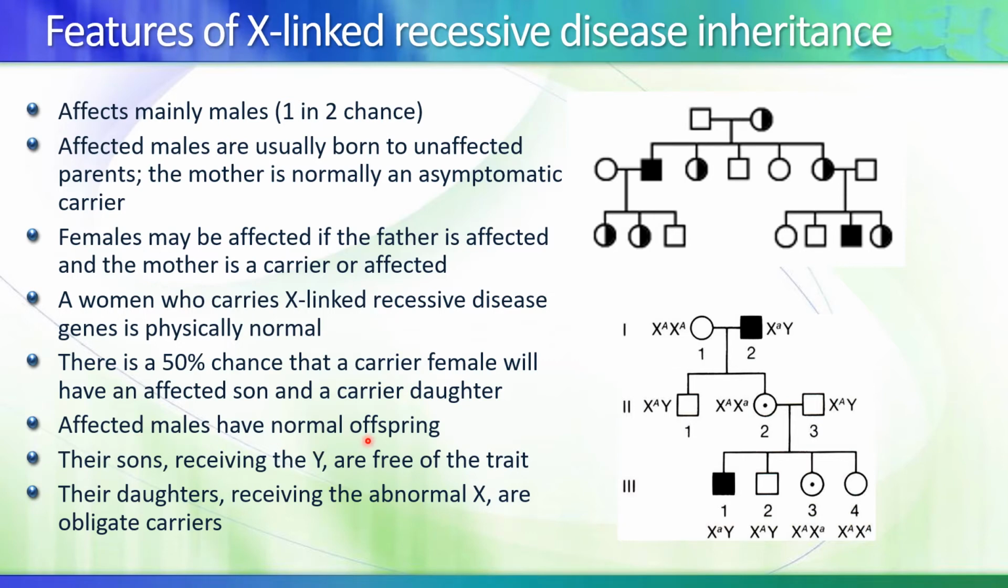Okay, and sons receiving the Y chromosome are free of the disease. Affected males have normal male offspring, right? Because they will take only the Y chromosome from their father. But daughters would be obligate carriers. So this symbol right here means that she is an obligate carrier, because she would get this bad X chromosome from her father. Okay, same thing. She's a carrier as well.